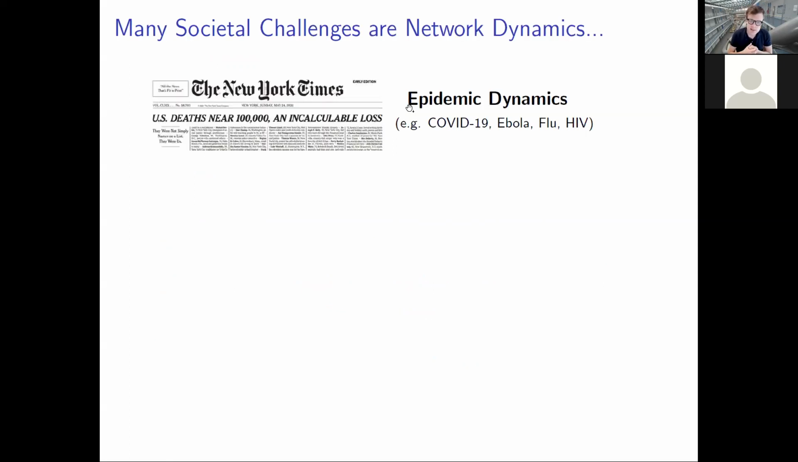All right, so many societal challenges are driven by network processes, and are at heart best described by network dynamics. You could think about epidemics, not only COVID, but also something like Ebola or the flu or HIV or many other infectious diseases. I put here a New York Times article that I found a good quote in. US deaths near 100,000, that was in May 2020 for COVID. But I think the subheadline is even nicely put: They were not simply names on a list, they were us. So I think this is important motivation for scientists to look at network dynamics models and see, can we do good predictions that help us to basically survive?